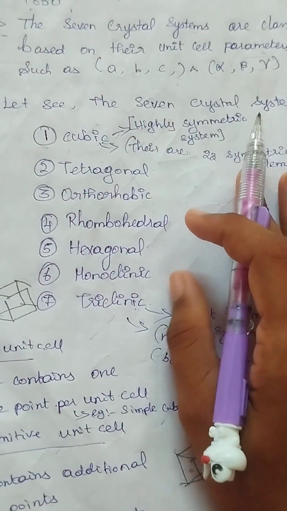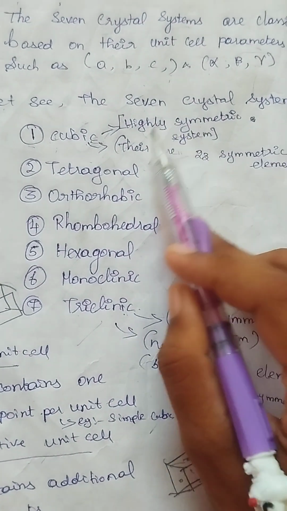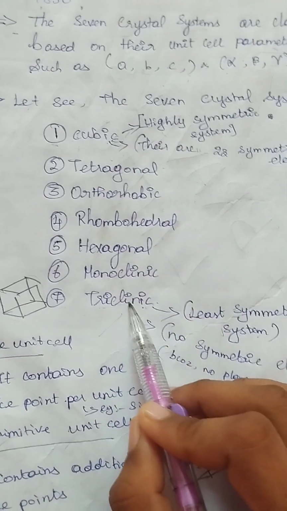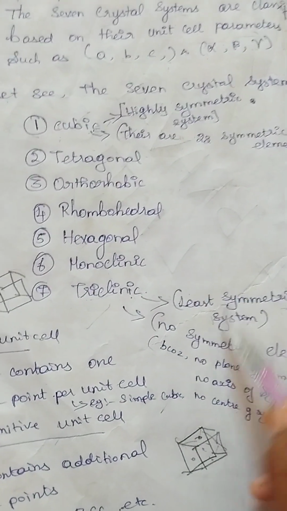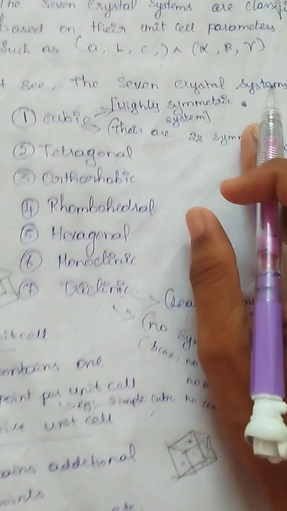Among the 7 crystal systems, cubic is the most highly symmetric system. What is the least symmetric? Triclinic is the least symmetric system. The others are moderately symmetric systems.